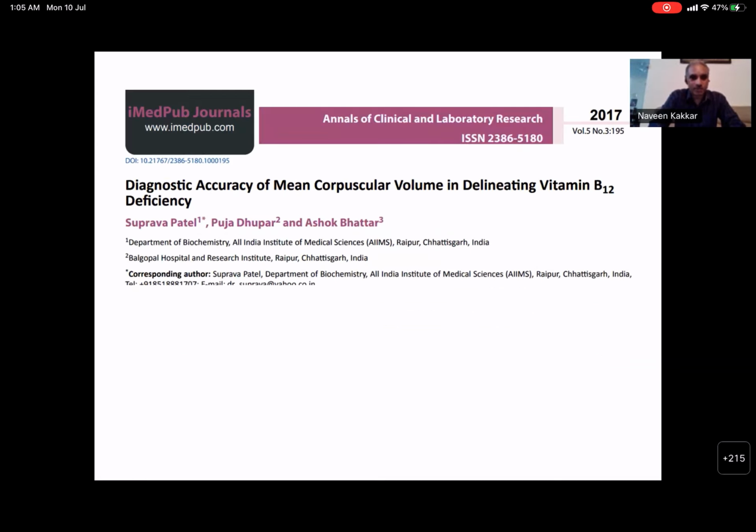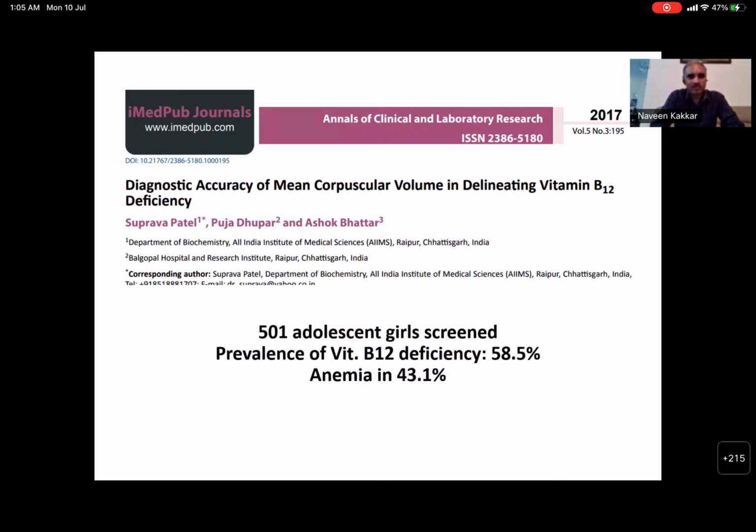Going on to another paper which comes to a finding which Sir mentioned just now. This paper looked at the diagnostic accuracy of MCV in B12 deficiency, from AIIMS Raipur, 2017. They screened 501 adolescent girls. Prevalence of B12 deficiency was very high. Like we keep on saying, it's underreported. If you look for it, it's more than what is reported in the Indian population, almost 60%. They saw anemia in 43%. So you could have a hemoglobin of 12.5, an MCV of 110, and your serum levels may be low. Anemia may still not be there. More surprisingly, they saw a raised MCV in only 10.4%.